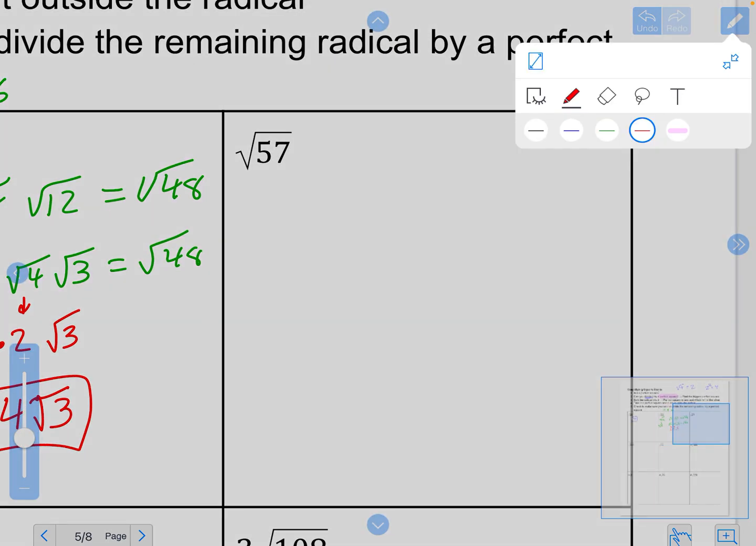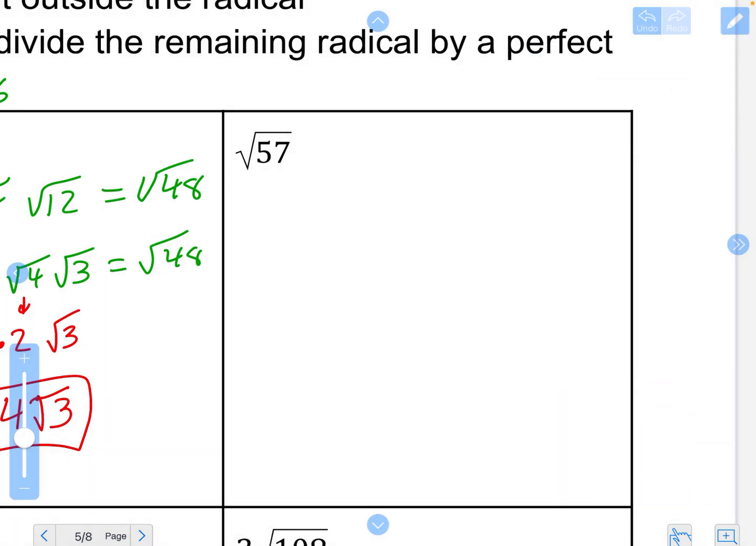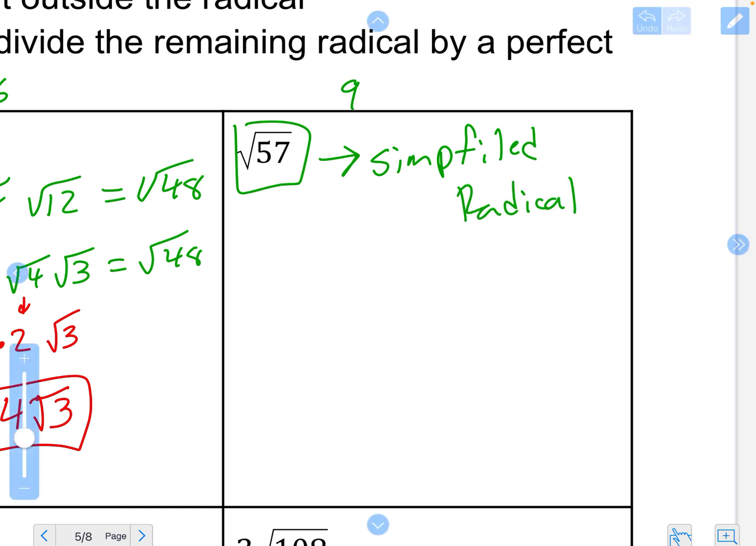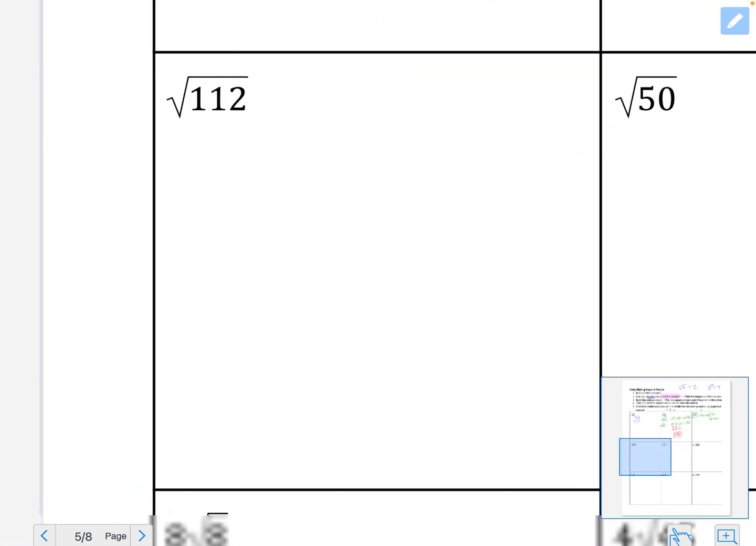All right, 57. So I know I can't divide it by 4 because it doesn't end in an even number. I know I can't divide it by 9 because 9 would be 45 or 63. I don't believe that I can multiply it by 16. So the square root of 57 is the simplified radical. If we cannot find a perfect square that will divide into it, that is our answer. We cannot simplify.